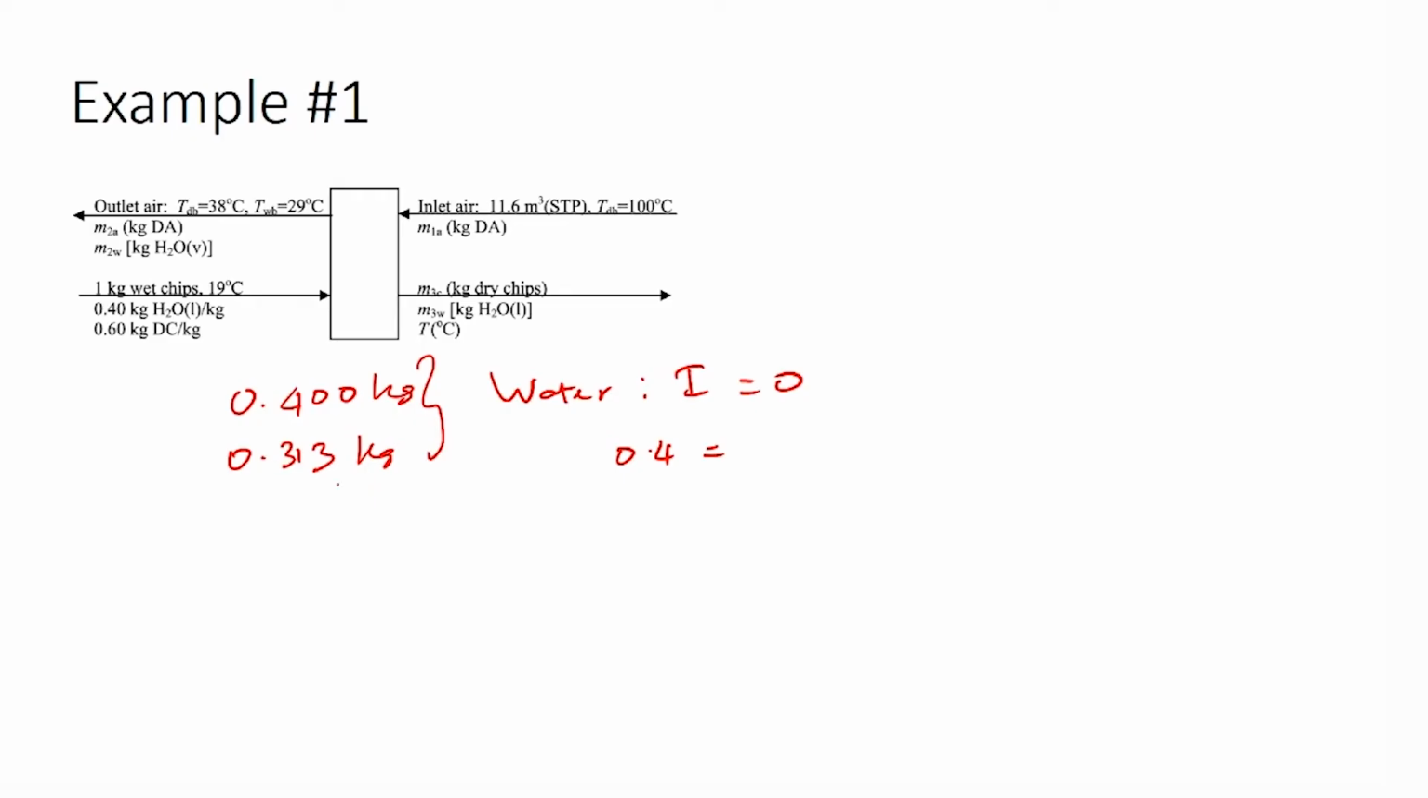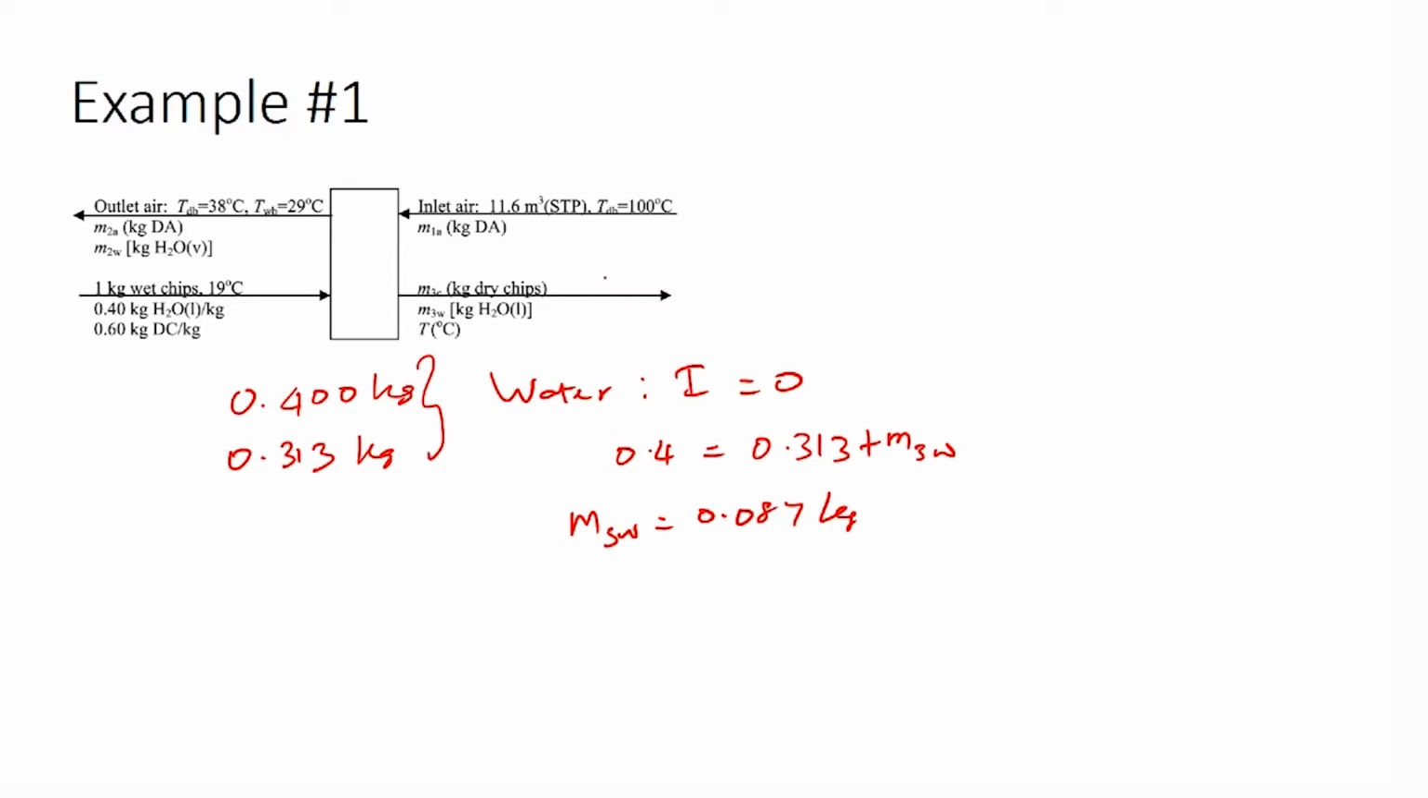One is the 0.313 kilograms leaving through the outlet air and the rest is leaving through the dried chips. So, now the wood chips which are leaving: this would be 0.313 plus M3W. Therefore, M3W equals 0.087 kilograms. So, what we have now is the wood chips which are leaving the system contain 0.087 kilograms.